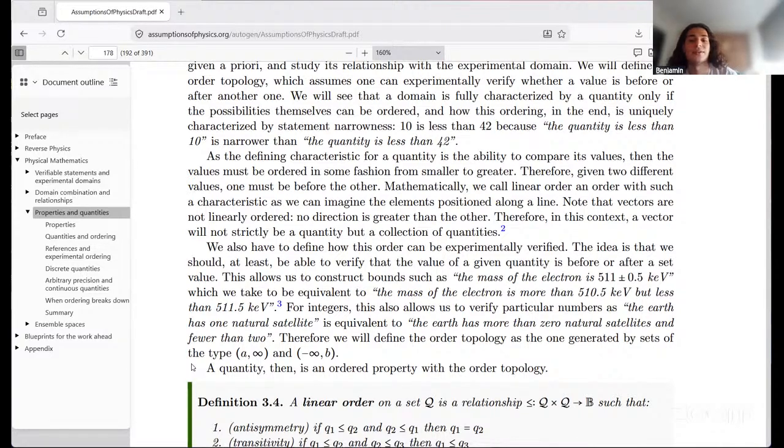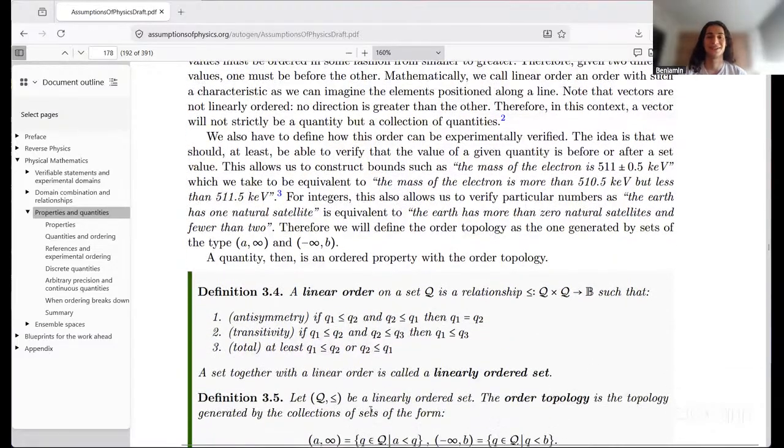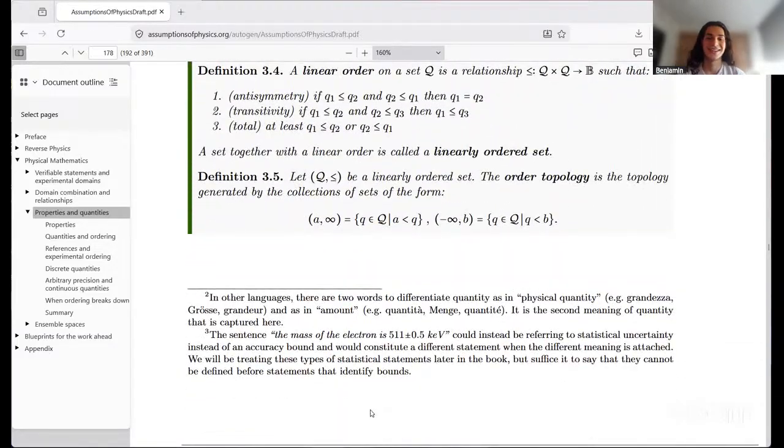No direction is greater than the other. Therefore, in this context, a vector will not strictly be a quantity, but a collection of quantities, which, to be fair, is usually how vectors are defined in the first place. Yeah, footnote. In other languages, there are two words to differentiate quantity as in physical quantity, and as an amount, right? It is the second meaning of quantity that is captured here.